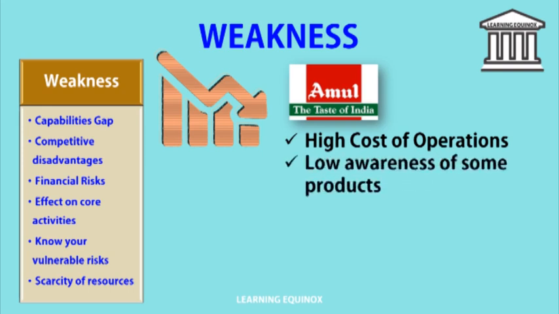The next is low awareness of product categories like chocolates and ice creams. So Amul is very well known for its butter, cheese products, milk, but the awareness of products like chocolates and milk powder is very low. Amul Mithai is almost not known to many consumers. So Amul needs to increase the marketing and advertising efforts to promote these kinds of products.